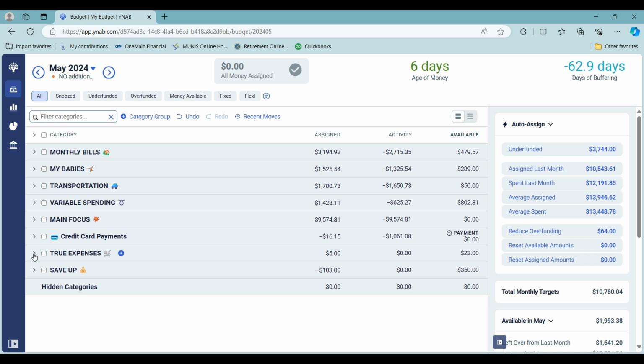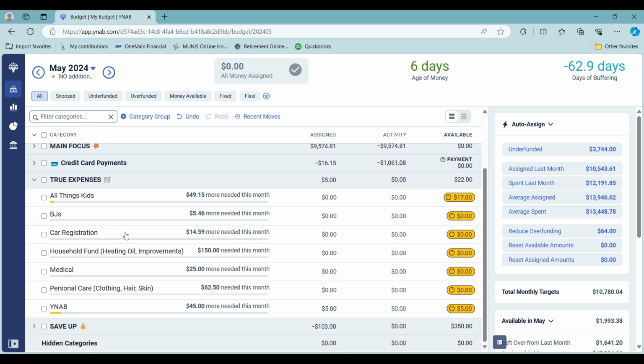Next up is true expenses, and YNAB is big on true expenses, which are like your sinking funds. It's anything that you know is going to happen sometime in the near future that you need to save for. So for me, it's all things kids. My BJ's membership comes around every year. My car registration comes around every 2 years. Household fund, I need to save for heating oil for the winters. Medical is anything that I need that doesn't really fit in the budget.